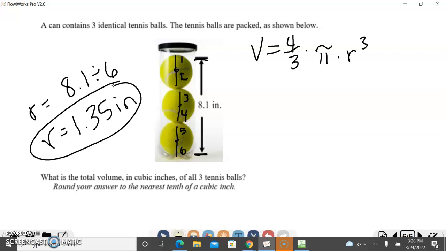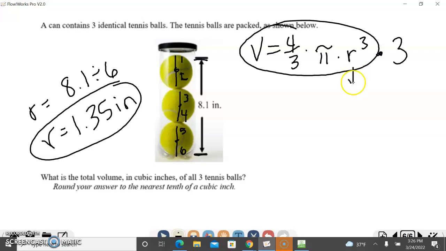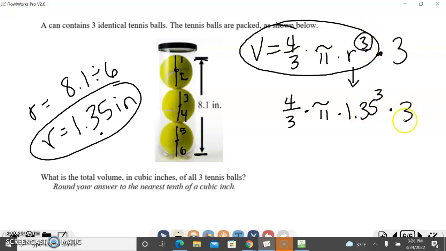And we know that we have 3 tennis balls. So not only are we going to take this volume formula right here, but once we get done, we're going to multiply everything by 3. So the only thing we need to substitute in here then is our radius that we just figured out. So we have 4/3 times pi times the 1.35 to the third power times 3, because there are 1, 2, 3 tennis balls.